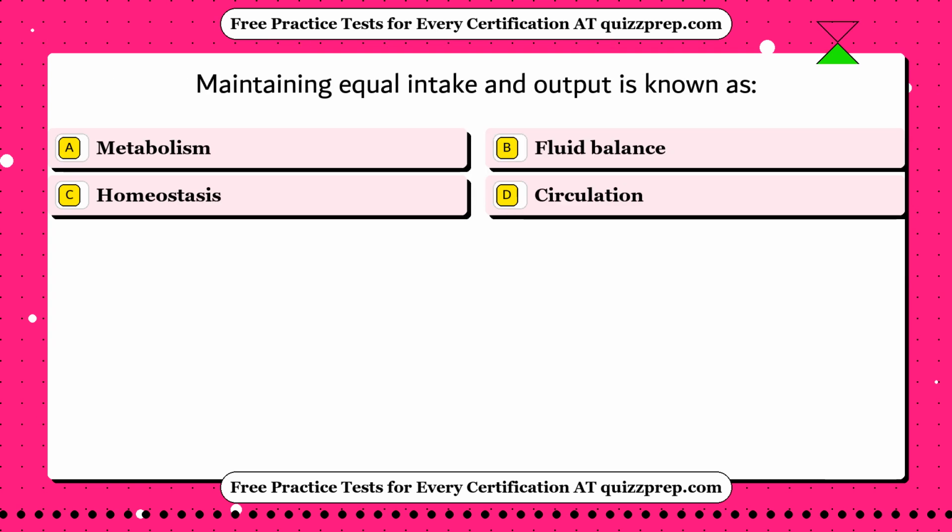Question 48. Maintaining equal intake and output is known as: Option A. Metabolism. Option B. Fluid balance. Option C. Homeostasis. Option D. Circulation.